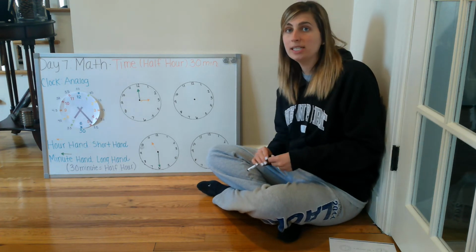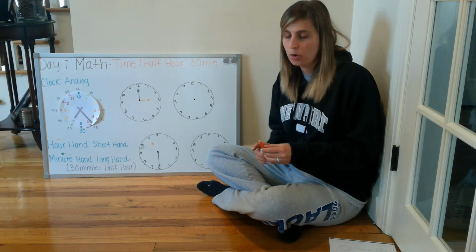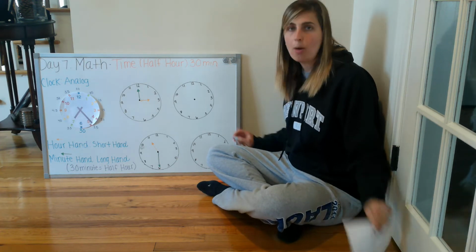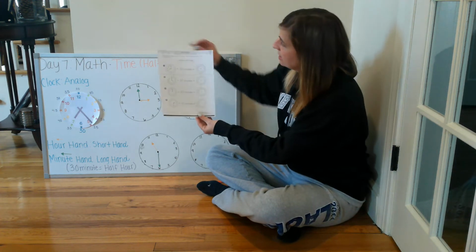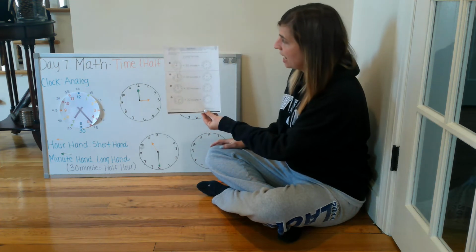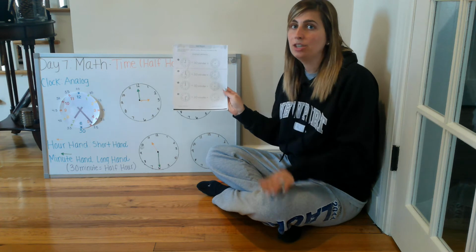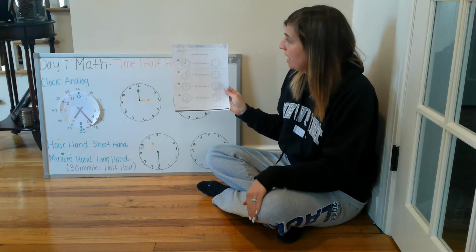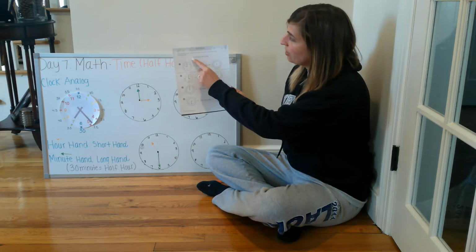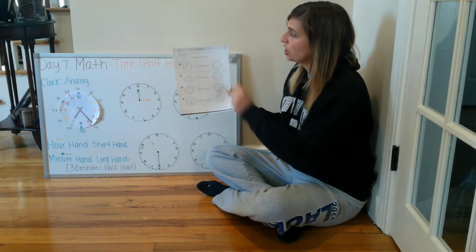Materials that you are going to need to complete your work today are a pencil and the worksheet that is titled Half Hours at the top. Okay? This should be in your packet right behind the newspaper article that we talked about today. And remember, at the top it says a half hour is 30 minutes.